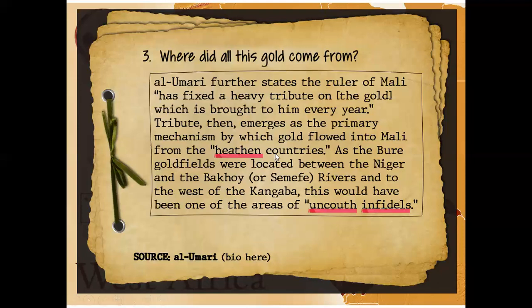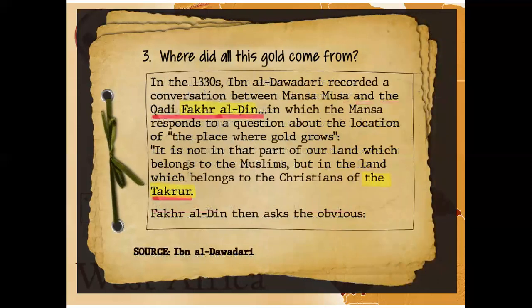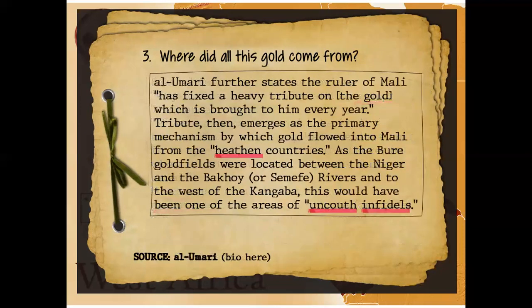countries. Putting those sources together, we can, at least for the moment, assume that the heathen countries refers to that land of the Christians, right? So we saw before that the gold comes from the land which belongs to the Christians of the Takrur. And if we go back to our source from Alumari, it says that gold flowed into Mali from the heathen countries. So it came from outside of Mali, or outside of the land that was controlled by the Muslims, and flowed into Mali from the heathen countries by way of tribute.